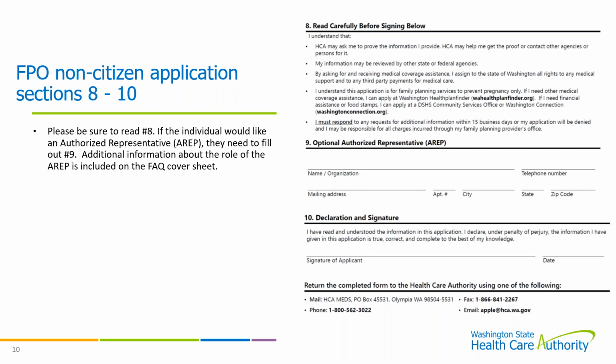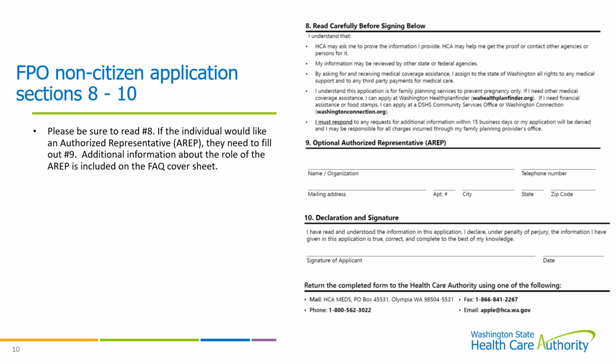Sections 8 through 10: if you are assisting the individual applying for this program, we just need to make sure that they read the bullets below number 8. We have had some people express concern under the second bullet where it says my information may be reviewed by other state or federal agencies. We put this information on here because we do that. But I also wanted to explain that state or federal agencies does not mean immigration.